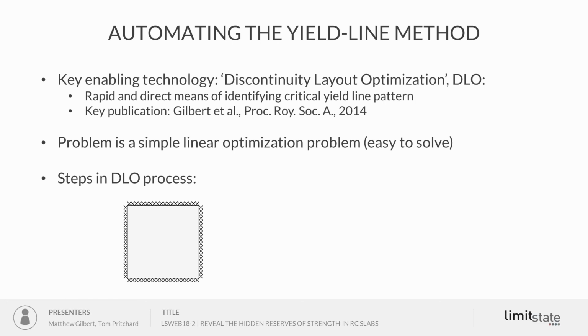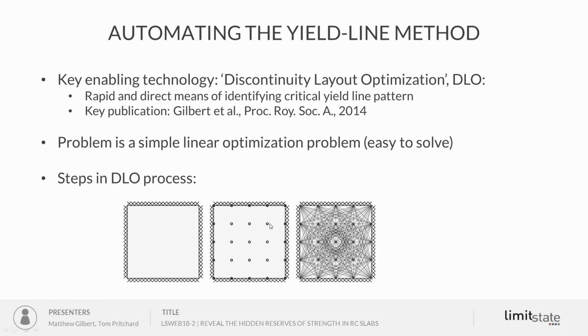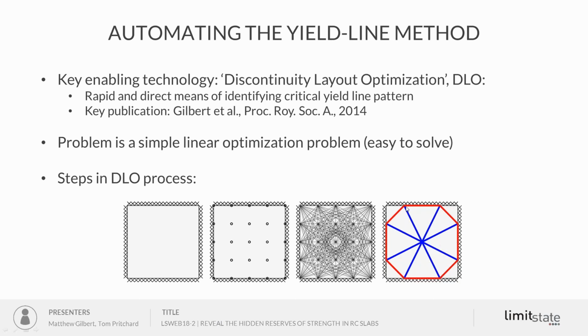It's actually some theory developed relatively recently. The technology is called discontinuity layout optimization, a bit of a mouthful, or DLO for short. Basically what we're doing is starting with a slab with boundary conditions, populating that slab with nodes, interconnecting those nodes with potential yield lines, and then using optimization, and in this case linear optimization, which is quick and efficient, to identify the critical yield line pattern.